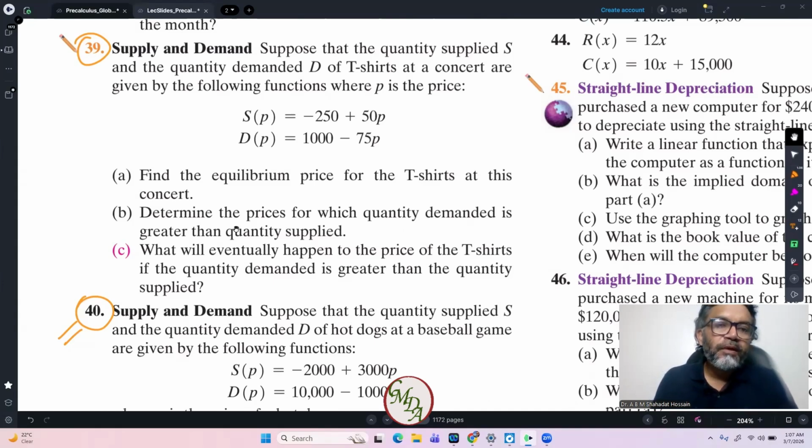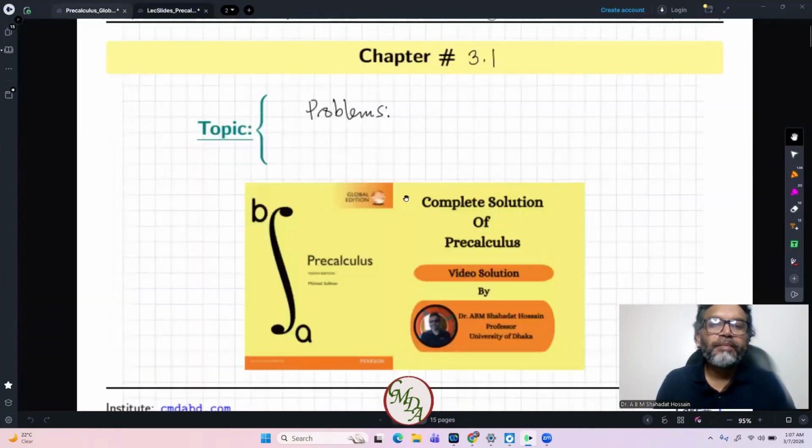So we need to find and determine the price for which the quantity demanded is greater than the quantity supplied, and what will eventually happen to the price of the t-shirt if the quantity demanded is greater than the quantity supplied. Okay, let's write this equation first. We're going to solve 39, S of P equals minus 250 plus P.